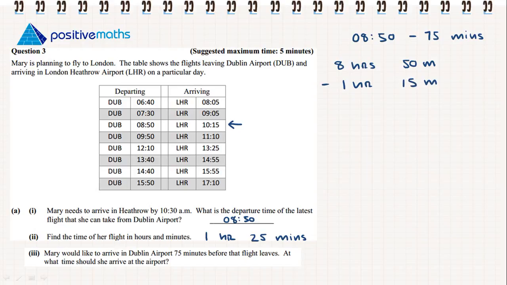So that's when I change my 75 minutes into hours and minutes. So now I subtract. So 8 hours minus 1 hour is going to give me 7 hours. 50 minus 15 is going to give me 35. So in order to be there 75 minutes beforehand, she needs to be there at 7:35.